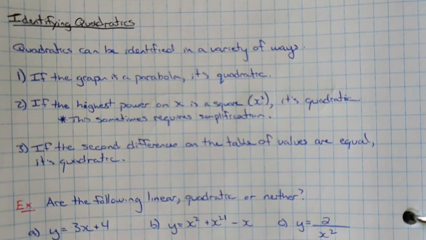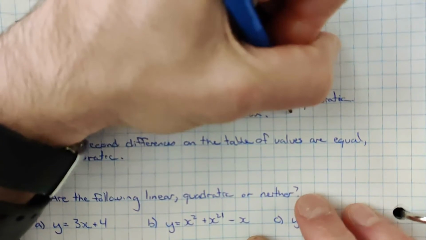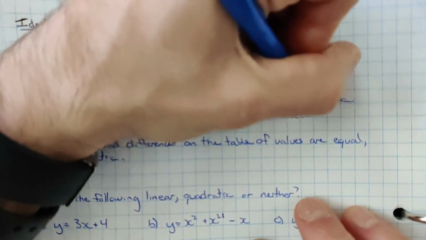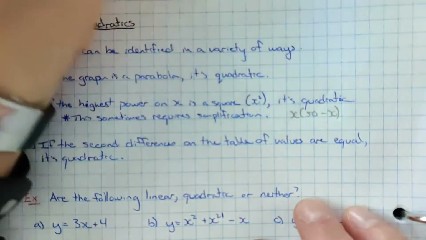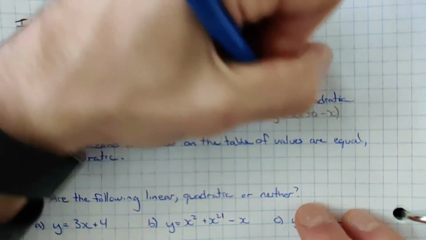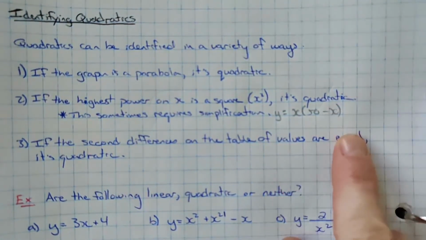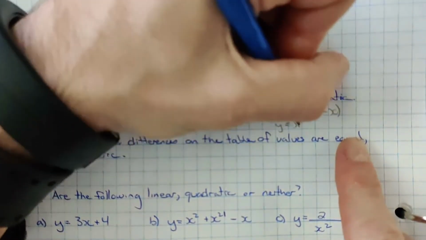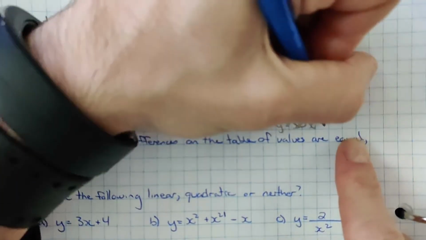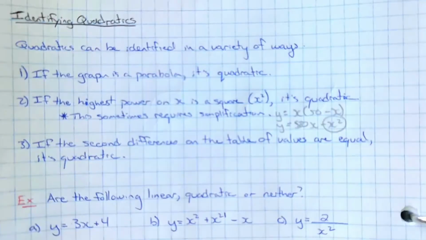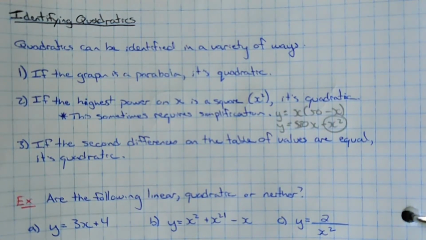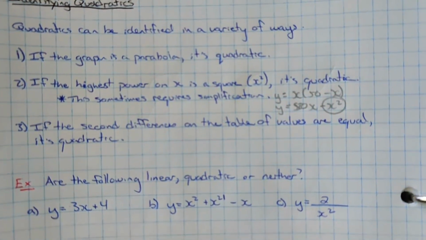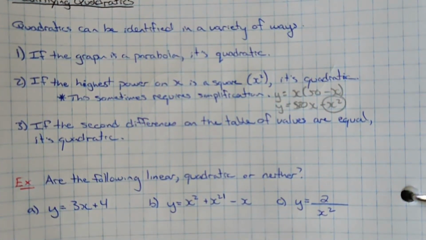This might require simplification, like the situation we had where we had x and then 50 minus x. That was our area formula. We had to actually expand that out and simplify that, so we had 50x minus x squared. That's our highest power. So sometimes you might have to expand it out to simplify. And then the third case is that if the second differences on the table of values are equal, then we know it's quadratic. And we'll take a look at that.